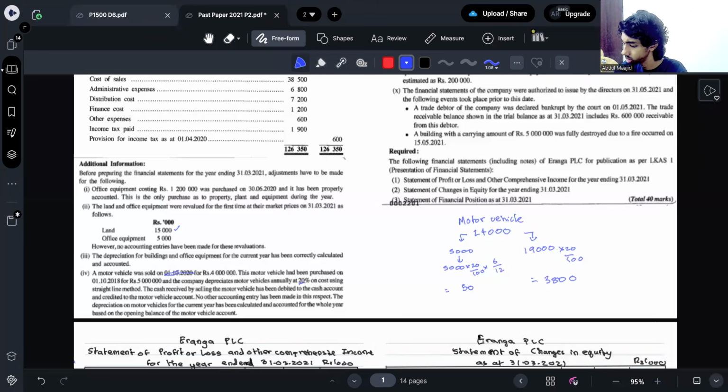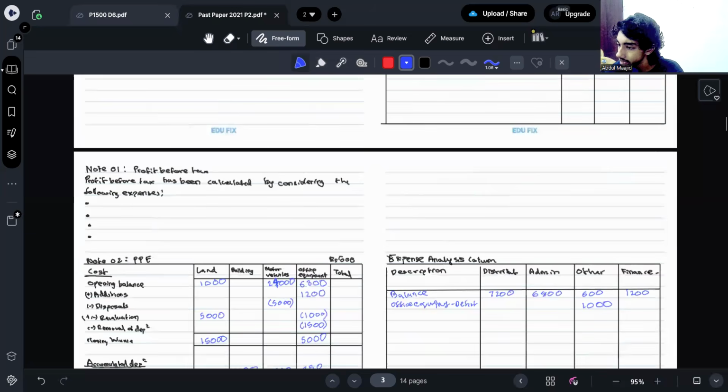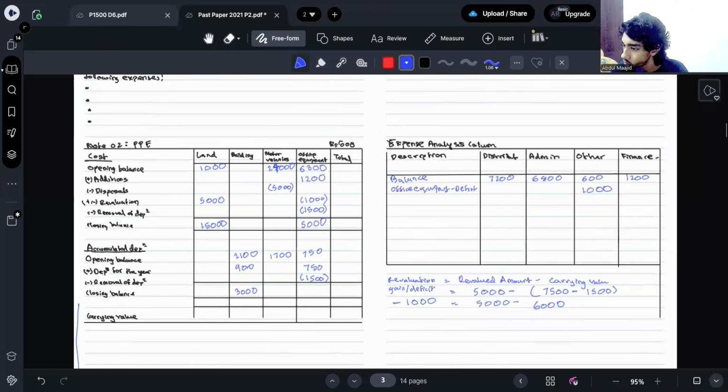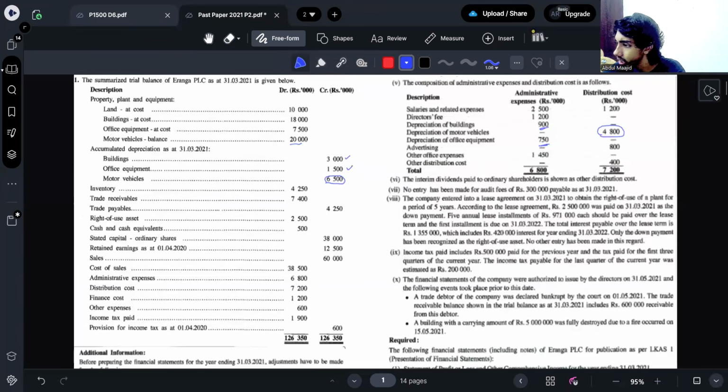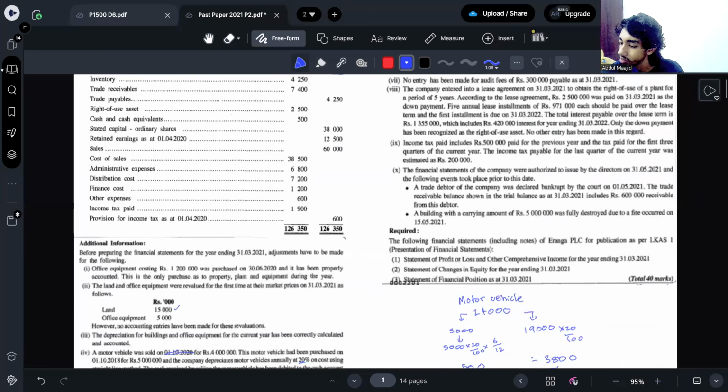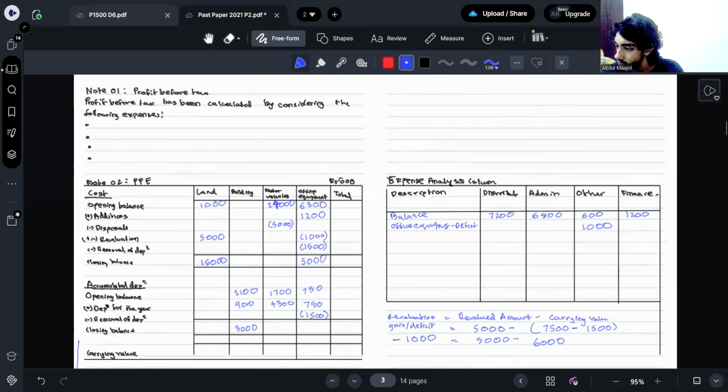5,000 into 0.2. No, it will be 500. Then the total depreciation for the year for motor vehicle, 3,800 plus 500, that will be 4,300,000. This will be the correct depreciation for motor vehicle. So for motor vehicle, you are going to put depreciation of 4,300,000. Now, how much is the depreciation they have recorded? They have recorded 4,800,000. So they have overstated the depreciation by 500,000. It should actually be 4,300.